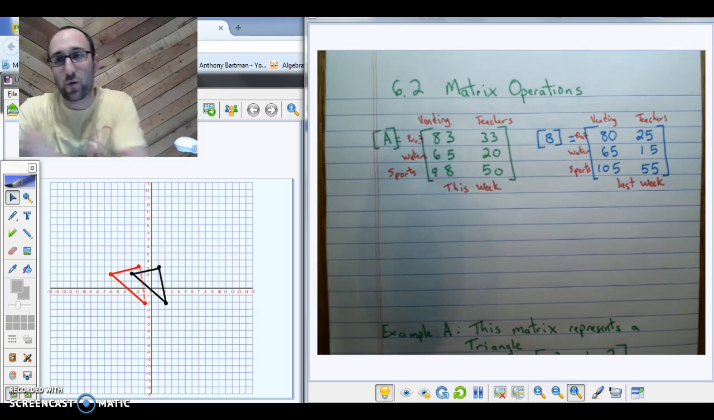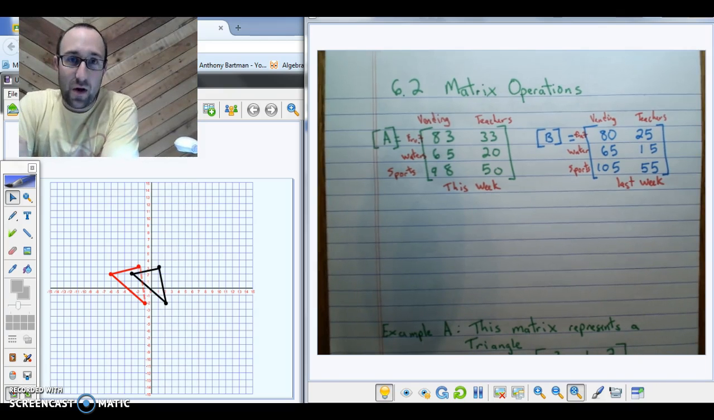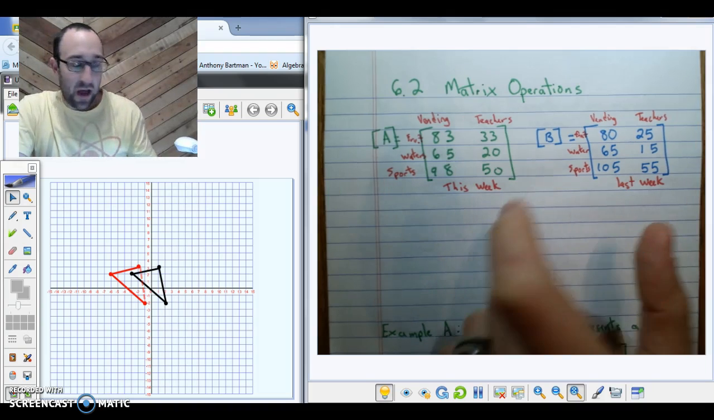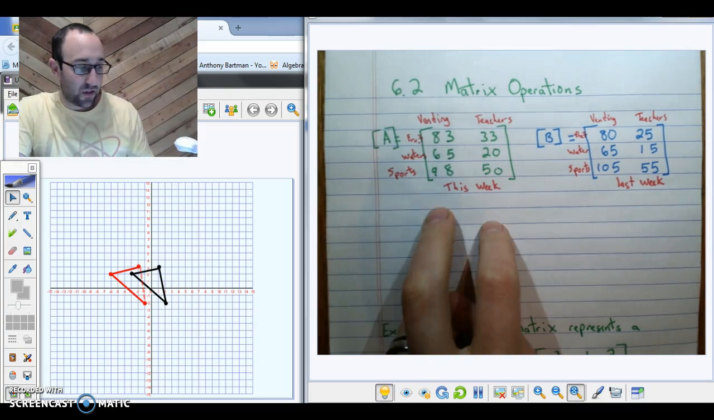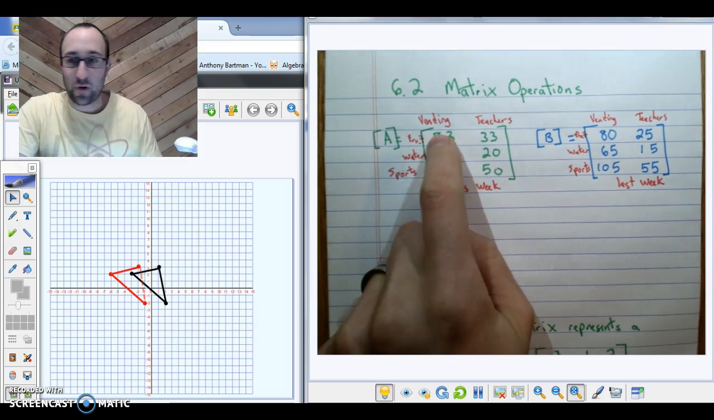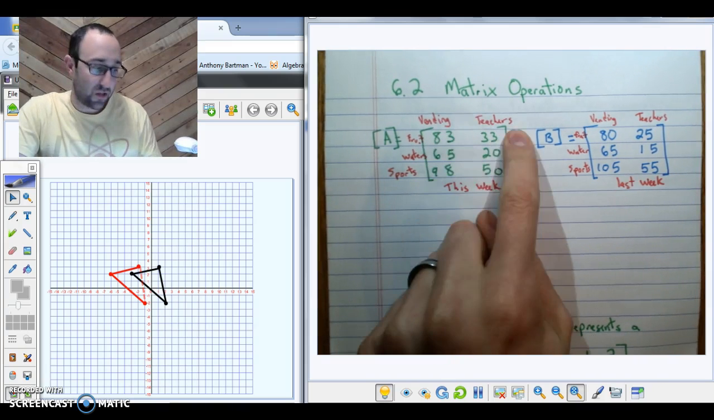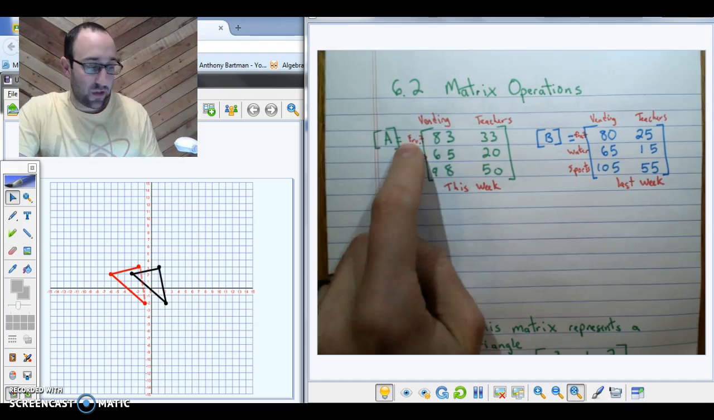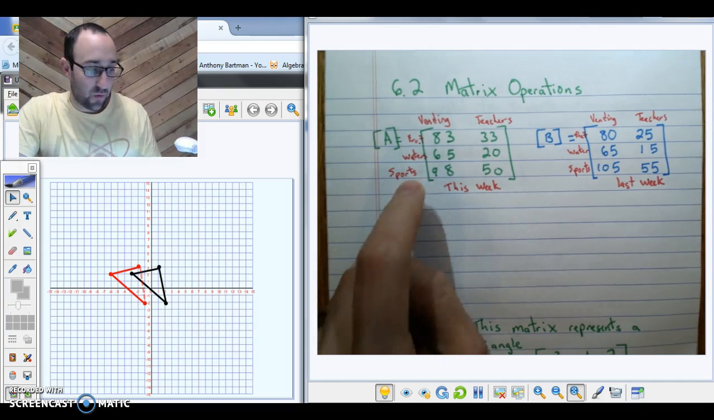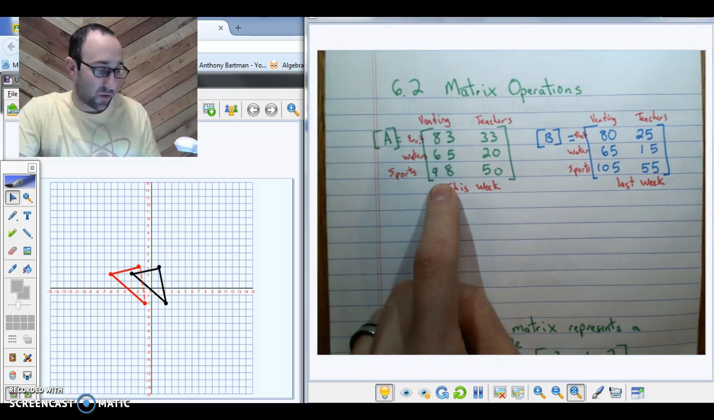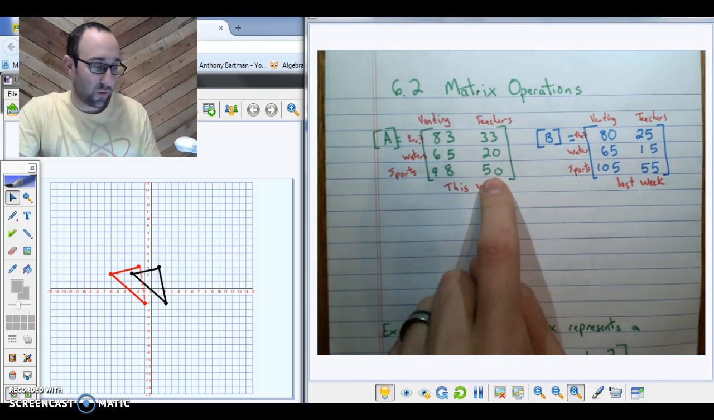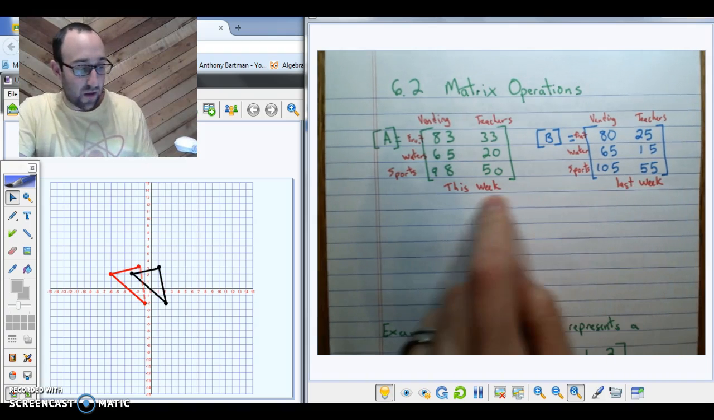Alright, from 6.1 we learned how to write matrices and why they're important as a way to organize your information. So we're going to use this example to help us highlight how to use matrix operations correctly. I made a matrix for this week, two types of vending machines, one for the students, one for the teachers. This is the teacher's lounge, this is for the students. And there are three types of drinks being sold: fruit drinks, waters, and sports drinks. So 83, 65, and 98 were how many were sold of each one of those for the students, 33, 20, and 50 were for the teachers. That was for this week.